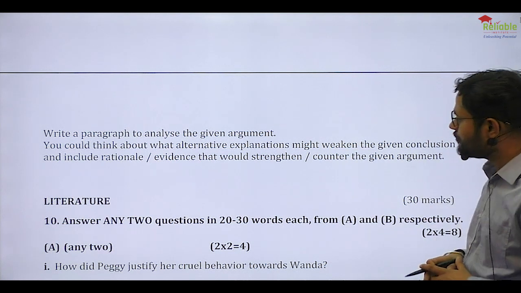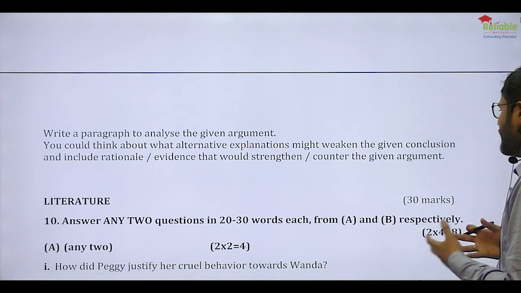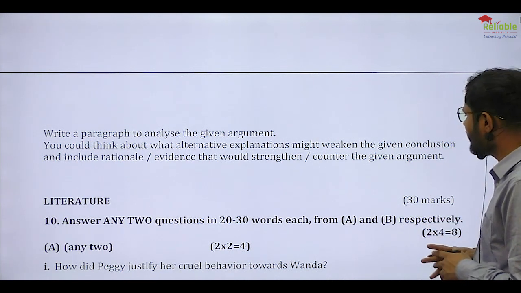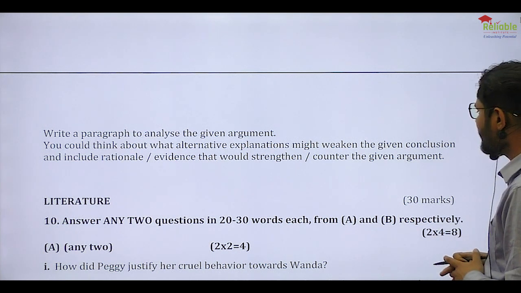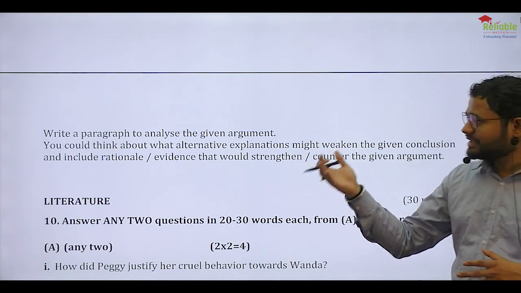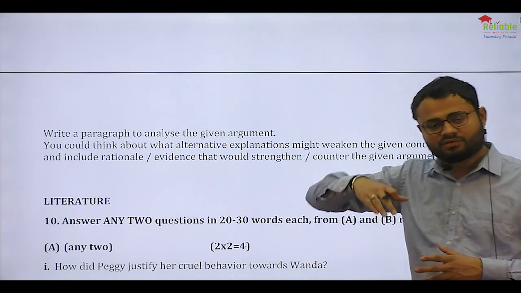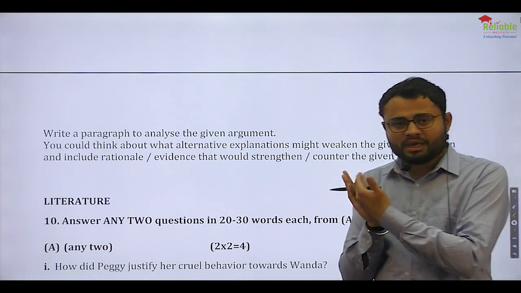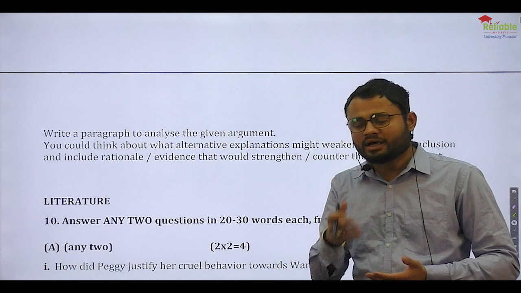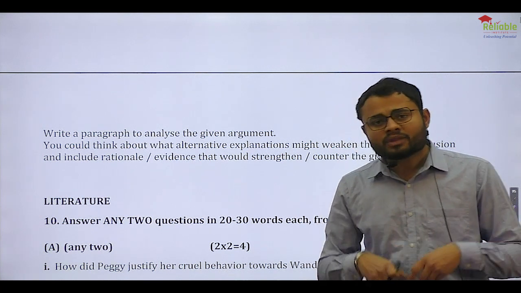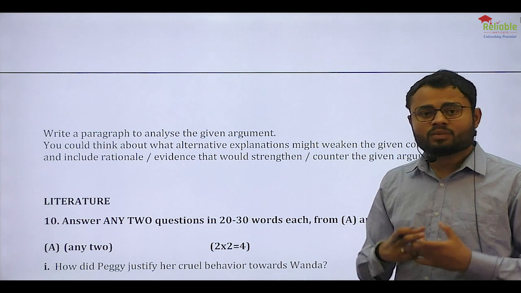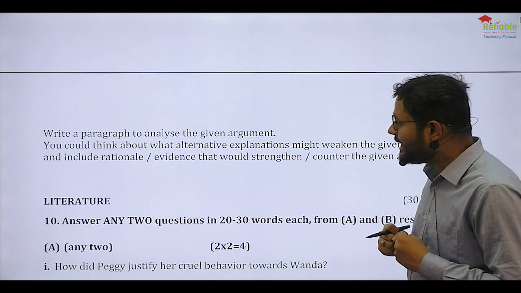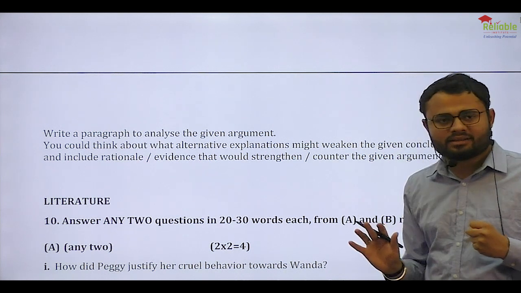You could think about what alternative explanations might weaken the given conclusion and include rational evidence that would strengthen or counter the given argument. Whatever is asked in the question on the basis of the above given statement or paragraph, you have to write it. It could be either in favor or against, but your thoughts should be rational enough, your thoughts should be judicial. And it's not like write anything, you know.